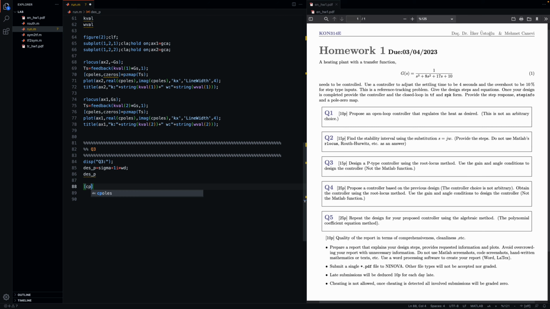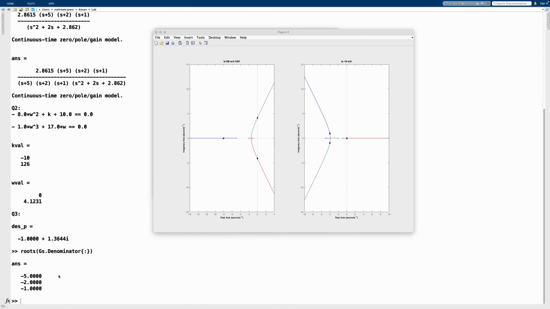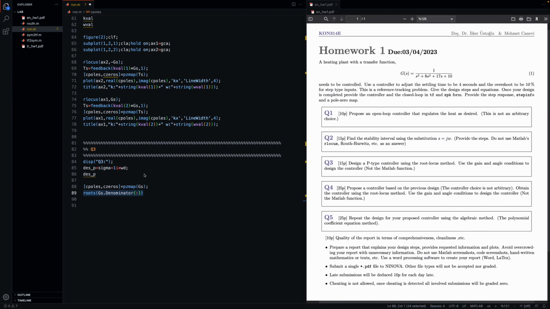For this purpose, I need the poles and the zeros of the open loop, so pzmap gs. You could also use gs denominator, and then roots of this, because this will give you the coefficient vector, and then you can just use this to calculate the open loop poles. Or you could stick with the pzmap approach that we do most of the time.